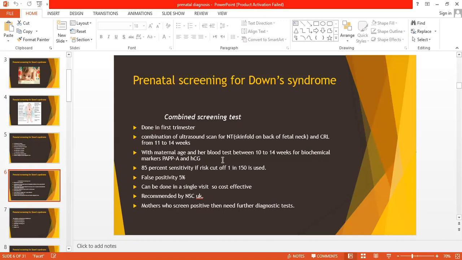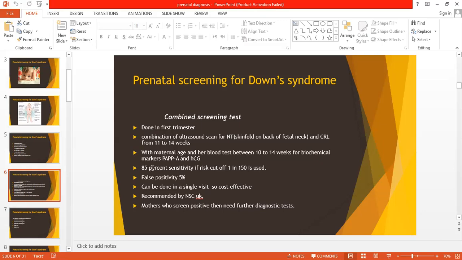So again, 1 in 150 means that there is a risk of 1 in 150 that the baby the mother is carrying is suffering from Down syndrome. Okay, so this test is sensitive. Sensitivity is 85% if a risk cutoff of 1 in 150 is used.